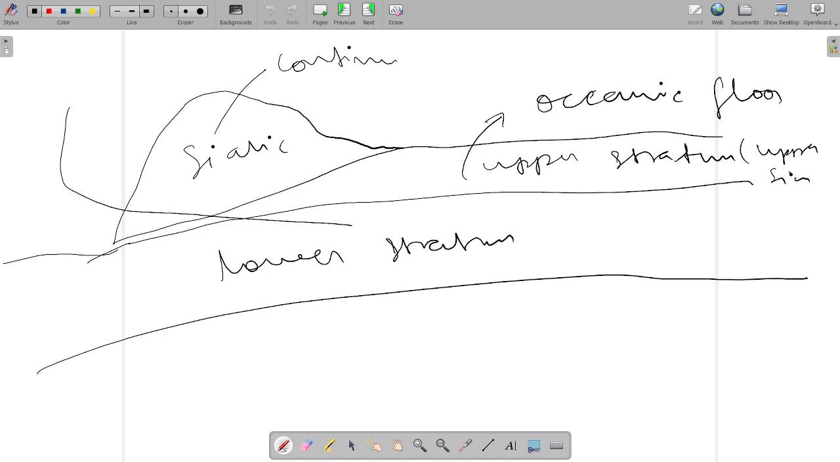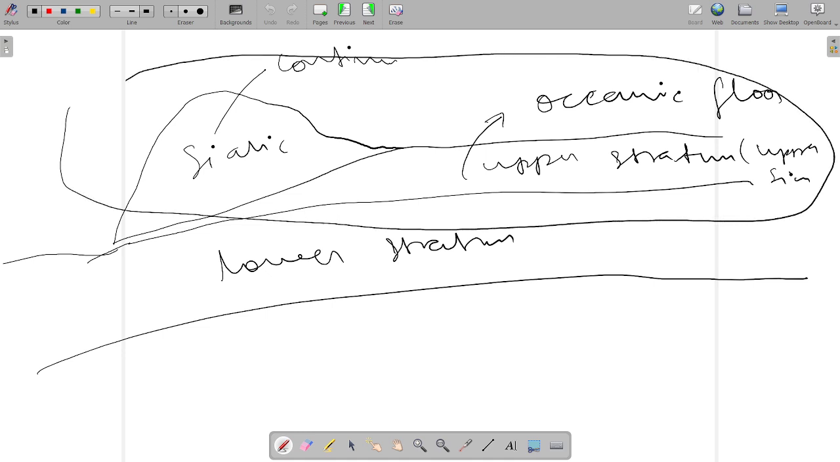One is this layer combined, which is Sialic and upper stratum, and the other layer is, this is layer 1, which is Sialic layers and the upper stratum, and this is layer 2, the lower stratum. Now both are heated separately, and moreover Sialic layers and the upper stratum are more radioactive, so they are heating faster. The lower stratum has a lower radioactivity, so the heating is lower here.